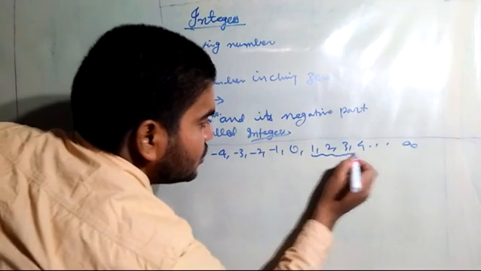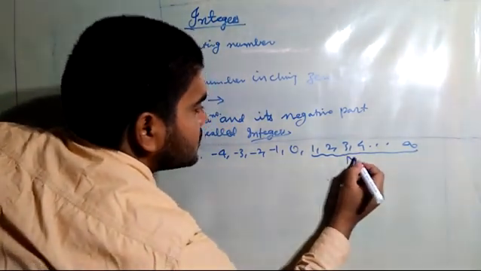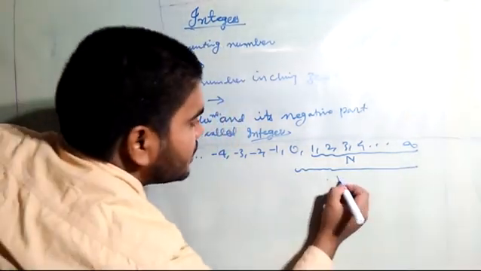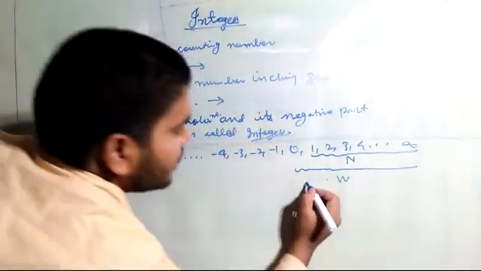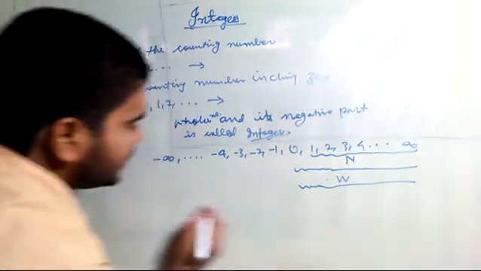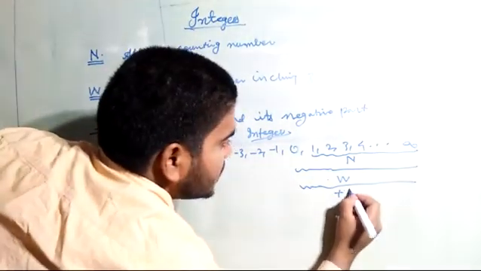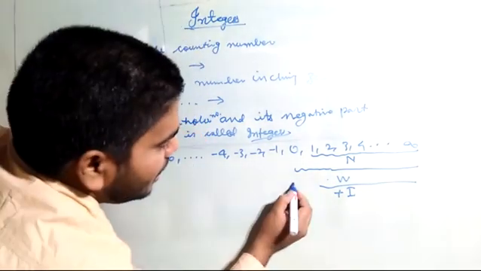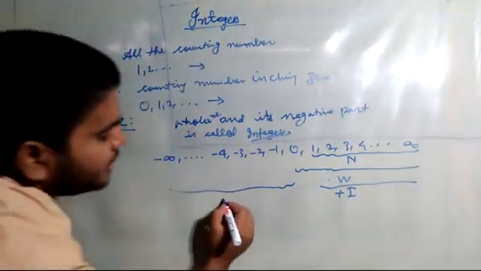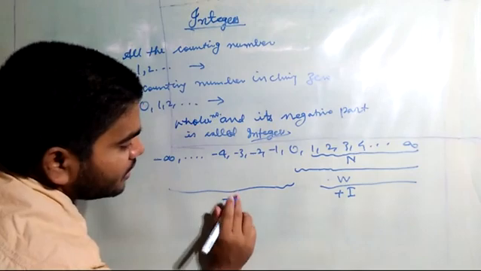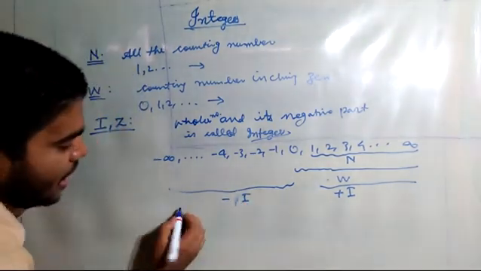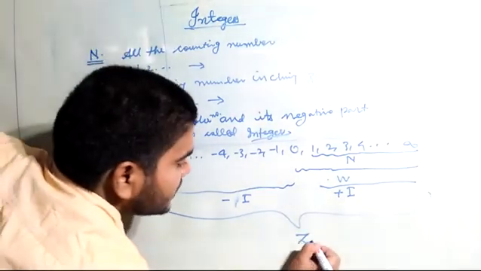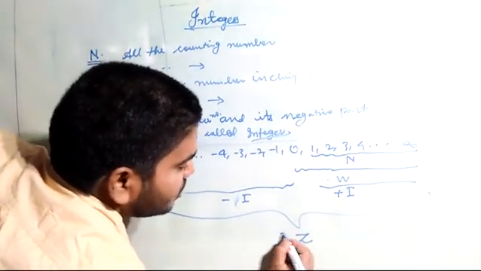So from here to here we call it natural numbers. If we add 0 and go up to this side, then it is whole numbers. From here, it is called positive integers, and from here to here it is negative integers, and from here to here it is called integers, that is I or Z.